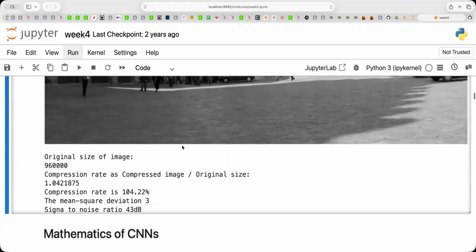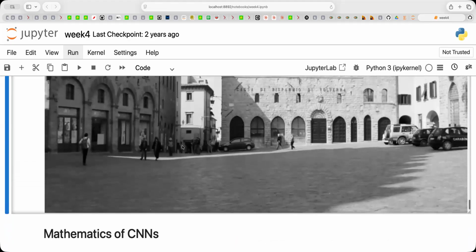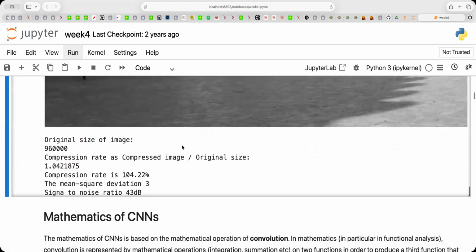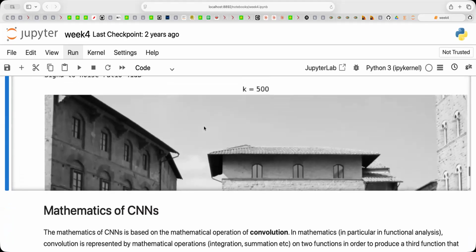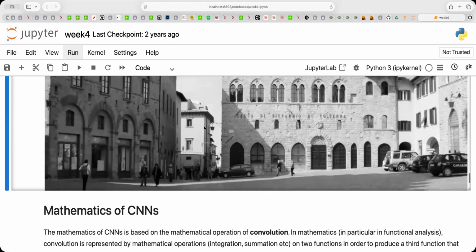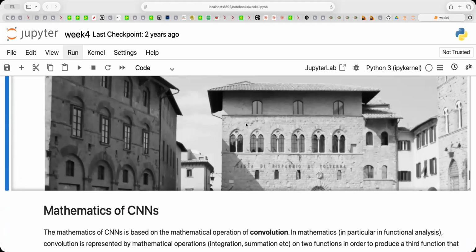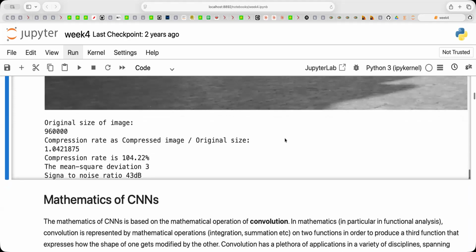And the image which I have is this one. This is one of my favorite places in the world. It's a fantastic city in Italy. It's called Volterra, and it was built by the Etruscans. It has a dated history of more than 4,000 years. And this is the medieval part of the city. And this is the image which I'm compressing down.